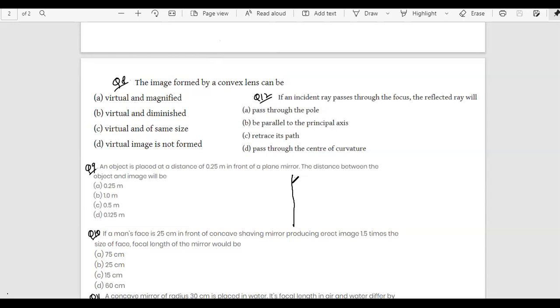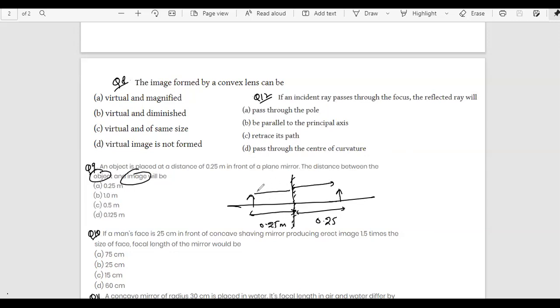If an object is placed at a distance of 0.25 meter, it will be placed here. This will be 0.25 and we have to make the image here. So simply we can say that both distances from the mirror will be equal. But if the question asks for the distance between the object and the image, the object is 0.25 and the image is also 0.25, so we add these two. This gives you 0.5 meter. Got it? Moving further, tell me the question number 10.